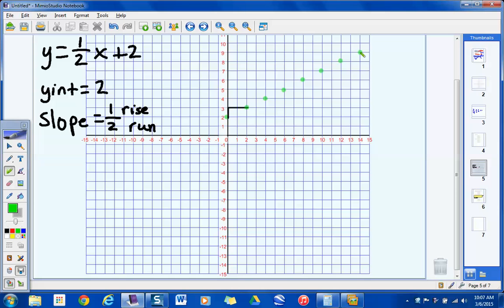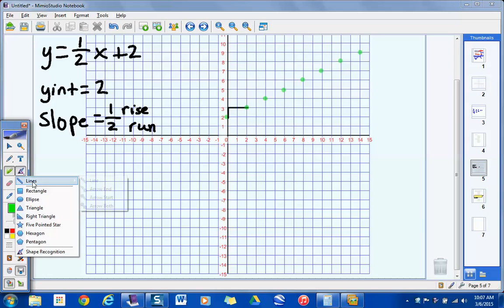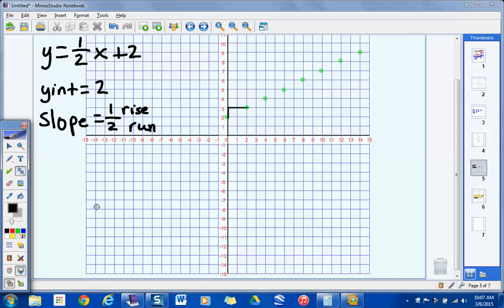See all those points right there? If you want a more accurate line, choose to do that. So here we go. Here comes our line.